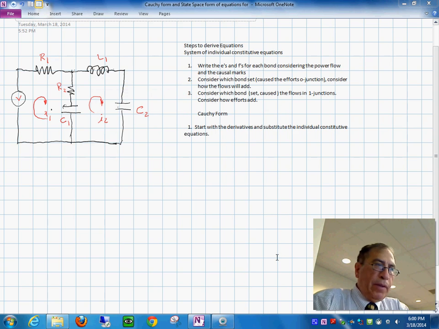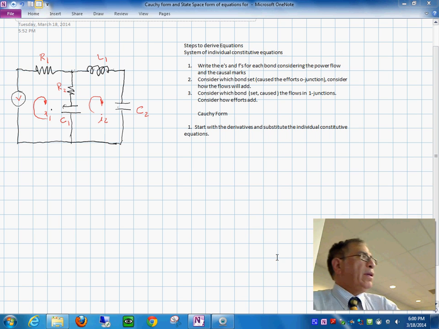Today we're going to see an example of an electrical system and how we obtain the individual equations from the system. We're going to see the Cauchy form of the equations. We're going to see the state space form of the equations. And ultimately, we also will do a little exercise on how those go into Simulink.